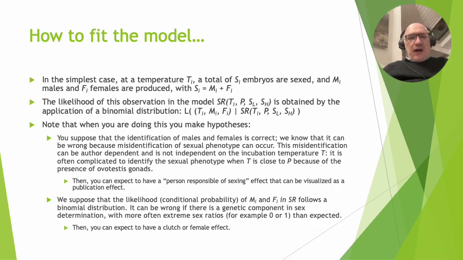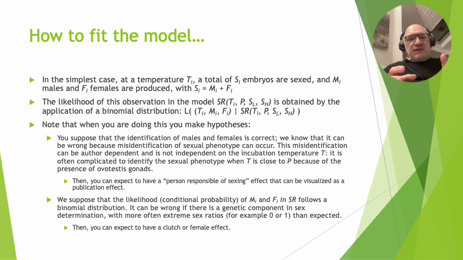We will see now how to fit the parameters of the model, that is, how the sigmoid shape can be obtained using observations. The observations are constant incubation temperatures. At this temperature, Ti, a total of Si embryos are sexed, and among them, Mi are males, Fi are females, and then Si is the sum of Mi and Fi.